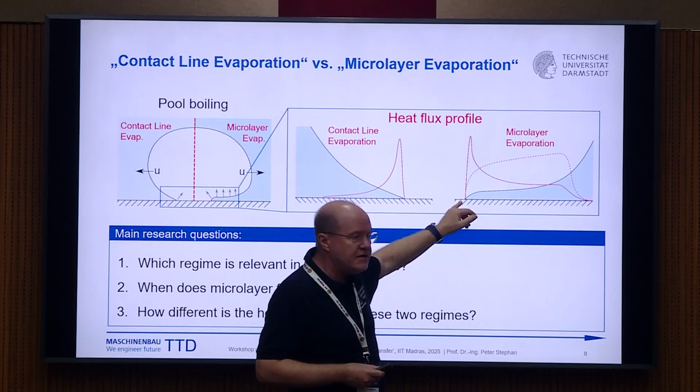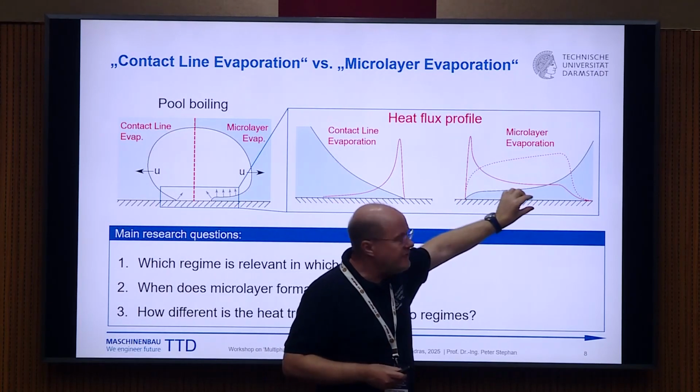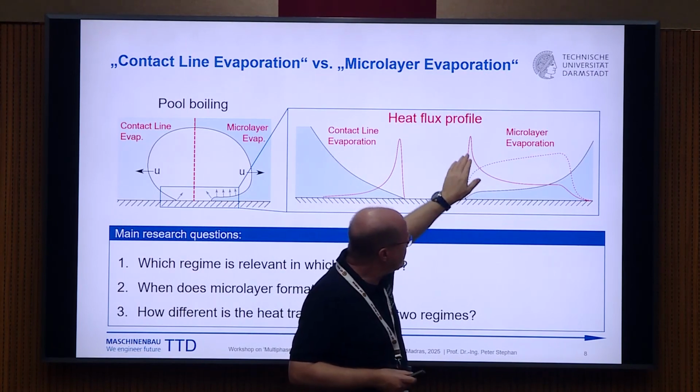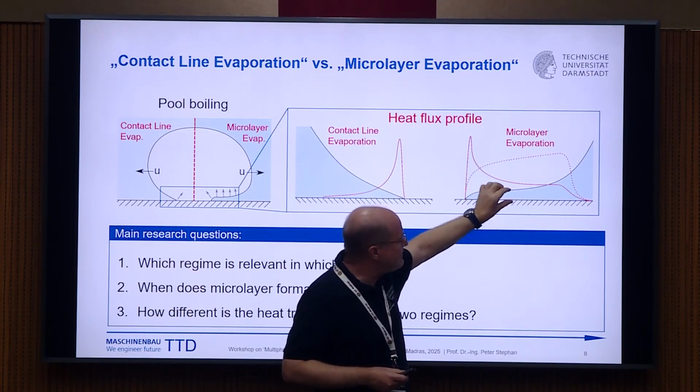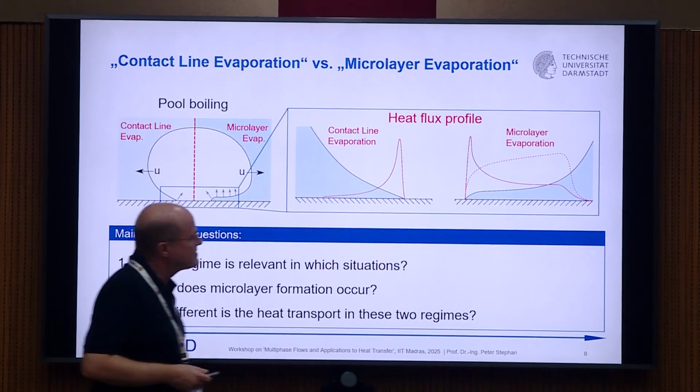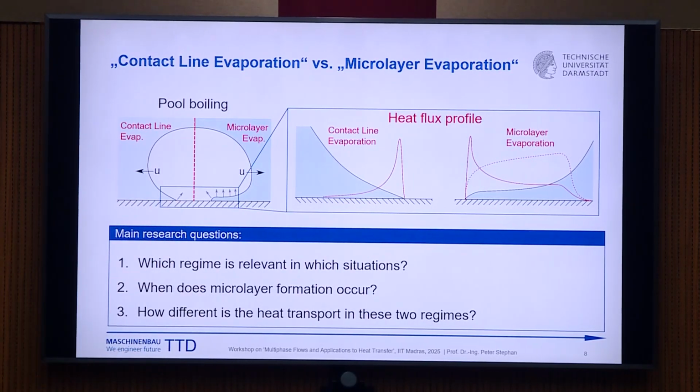You have the contact line here, the moving contact line, but here a very, very thin film, a couple of micrometers thick, and then you have a much stronger evaporation in the very thin film, which means a small heat resistance in this area. So the main question is, which regime is relevant in which situations?